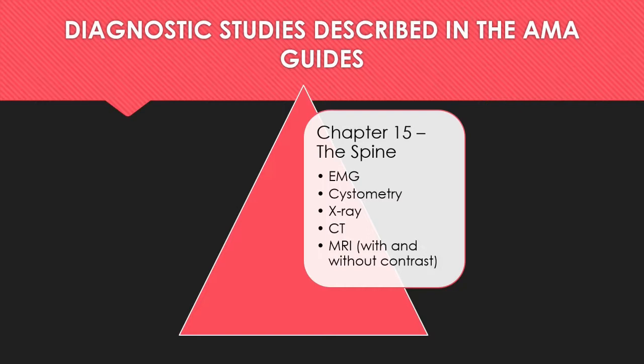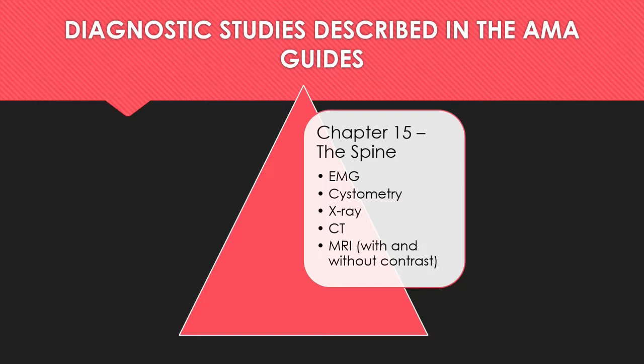Okay? But in chapter 15 of the guides, which is the spine chapter, here are the diagnostic studies that are described. Chapter 15 describes the use of EMG. It describes the use of cystometry, which is bladder studies. It describes the use of X-ray studies. It describes CT, and it describes MRI. And you should be familiar with what the AMA guides associate with each of those diagnostic studies. Okay, so that's chapter 15.